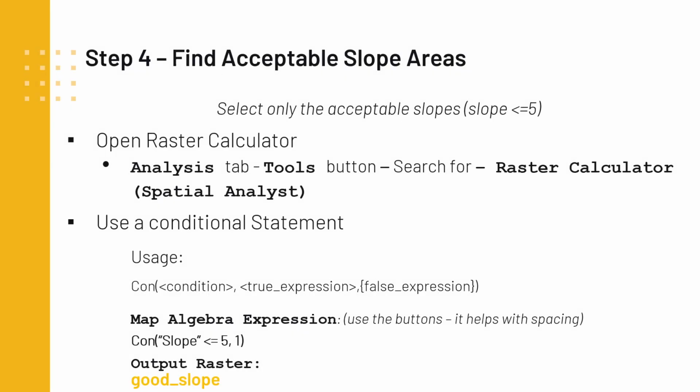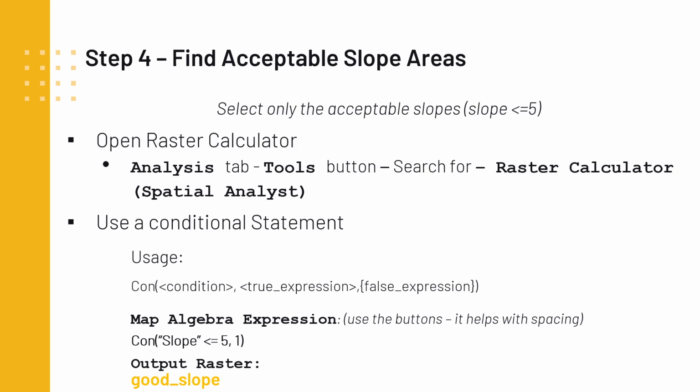Now that we have the slope layer, we need to figure out which of those pixels meet our criteria, which is less than or equal to 5 degrees. So in order to do that, we're going to use the Raster Calculator tool. To find the Raster Calculator tool, go to the Analysis tab, the Tools button again, and search for Raster Calculator, the Spatial Analyst. Just to understand what tool we're going to be using within the Raster Calculator, we can do lots of different things within it, but we're going to use the conditional statement.